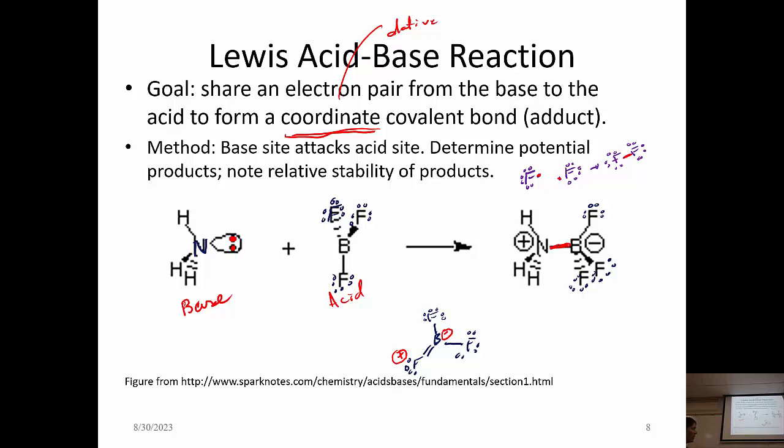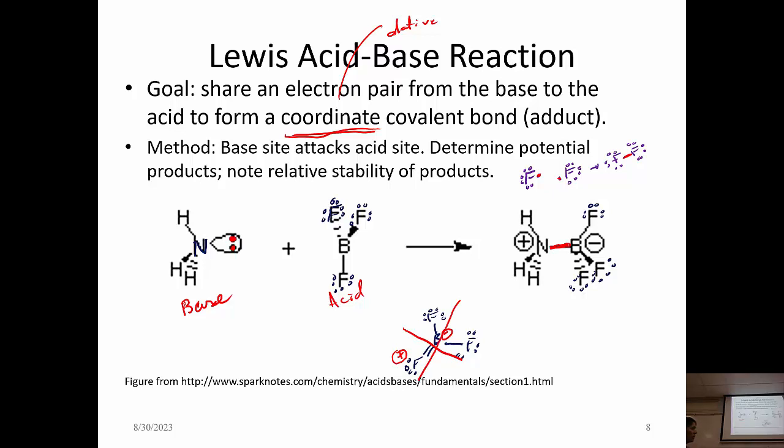So what's the difference between this and this? Well, the difference is, it's okay for nitrogen to have a positive formal charge. But is it okay for fluorine to have it? No, especially against boron. What's the electronegativity of boron? Quite low. And so there's no way boron's going to take an electron from fluorine. This doesn't happen. And so fluorine is not going to share.